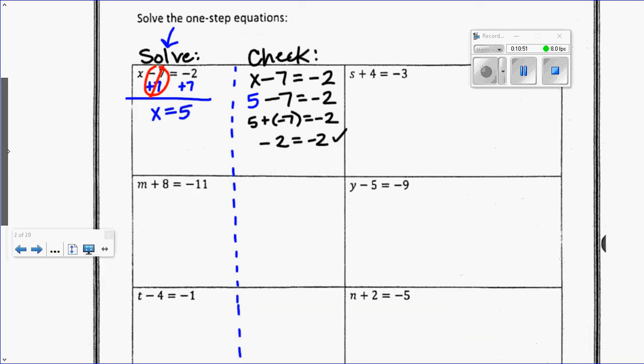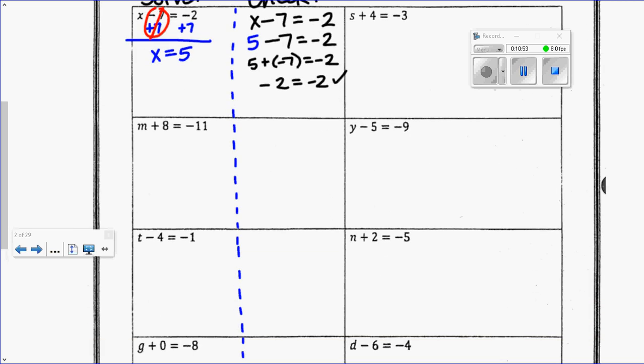Okay, this next one is tricky. m plus 8 equals negative 11. If you subtract 8 from this side, you have to subtract 8 from that side. Be very, very careful when you do negative 11 minus 8. It is not negative 3.